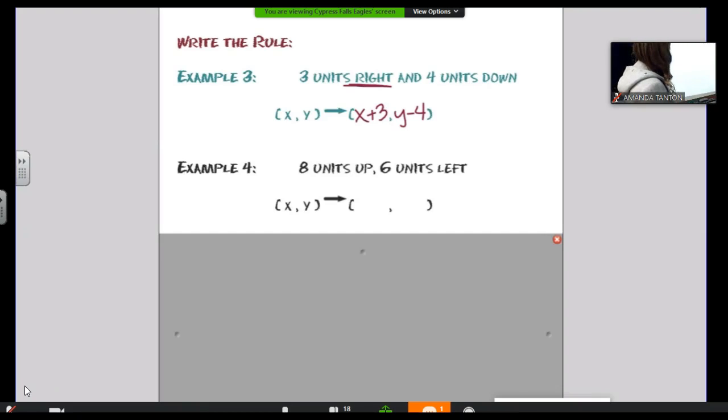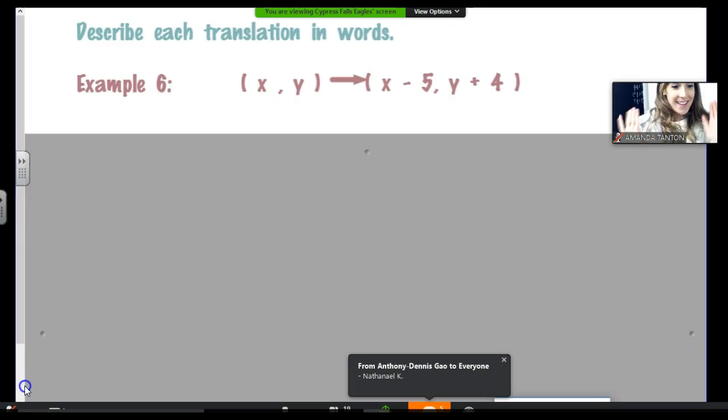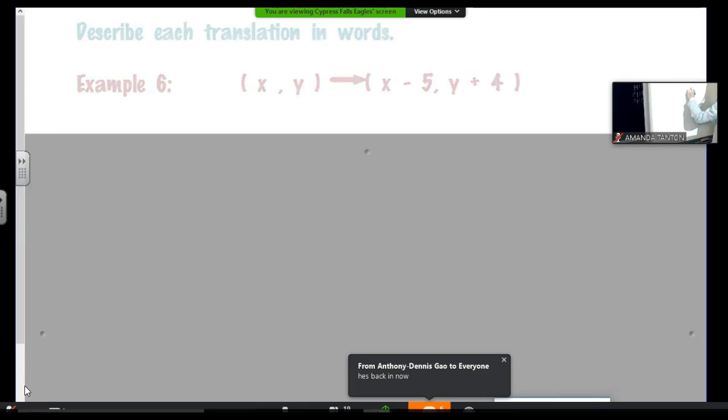All right, try this one. I give you the rule and you write it in words. All right, you did a great job. So we've got the X minus 5 means we are going left 5, and the Y plus 4 means we're going up 4. All right, we don't need to do any more of these.